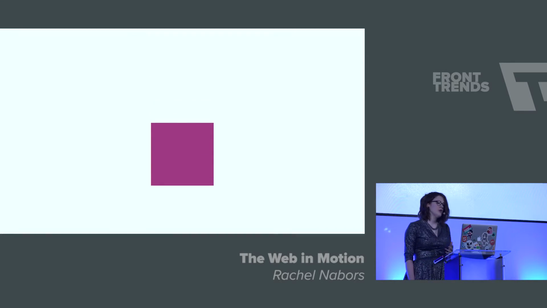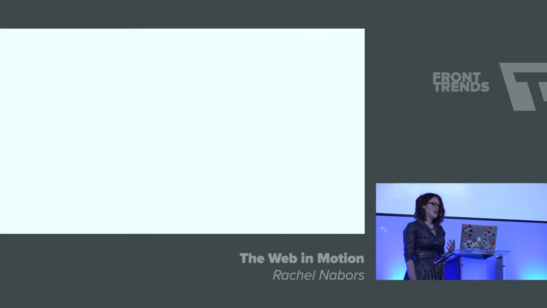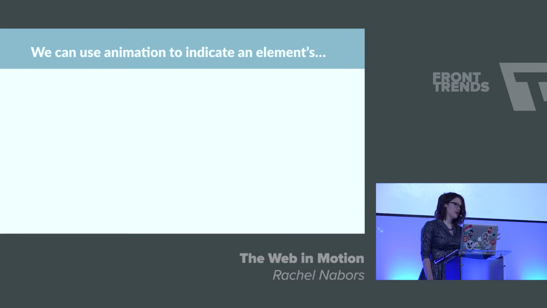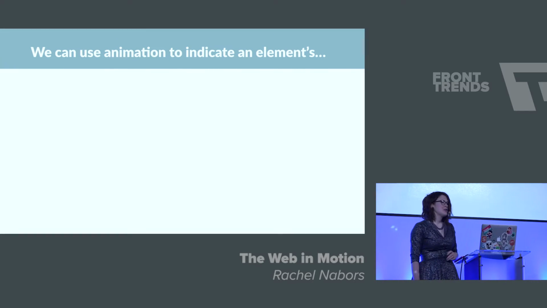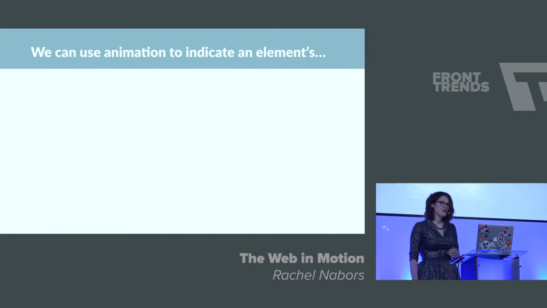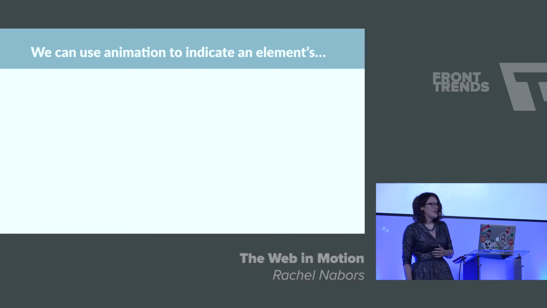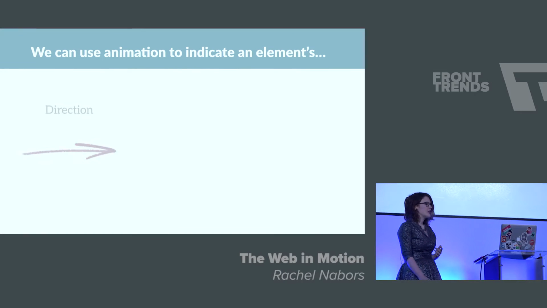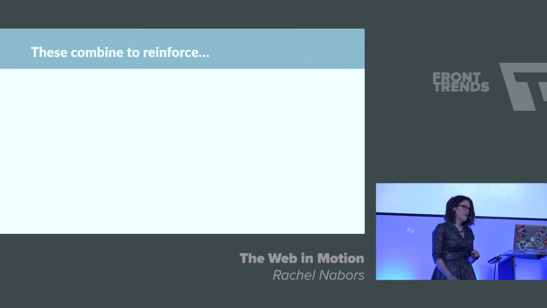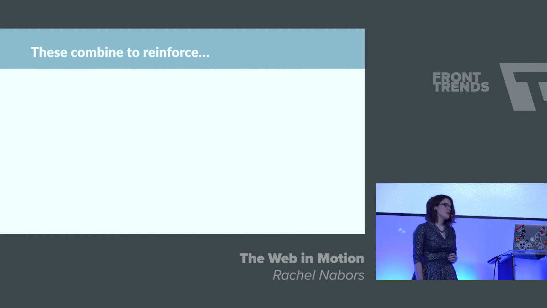So with animation, we can change visual properties, not sound. We can animate position, size, opacity, shape, just about any visual property, except for fonts. Seriously, what does a font look like in transition to a different font? What does a tree sound like falling in the forest? So we can use animation to indicate a change in direction, solidity, momentum, among other things.